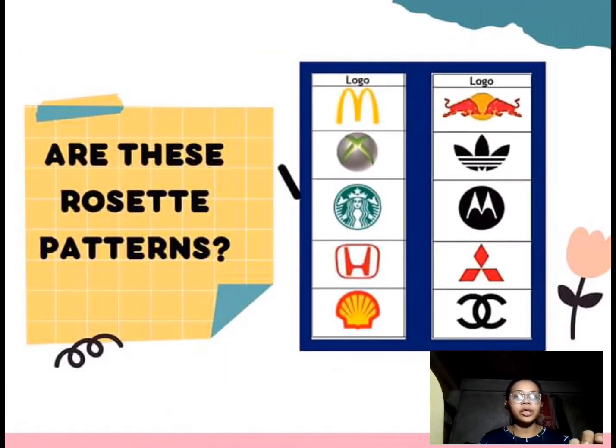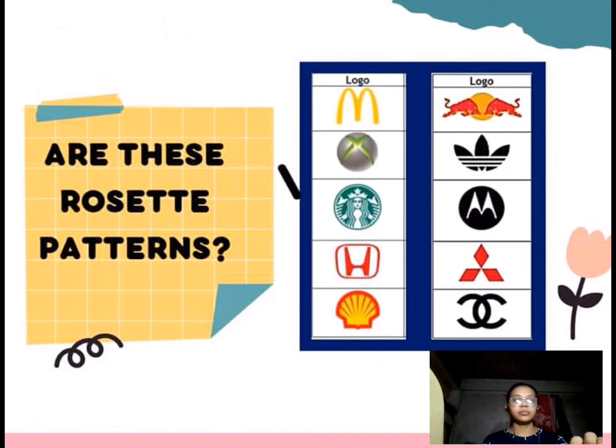So now these are some logos of companies that most of you are familiar with. Are these rosette patterns? Which among these are rosette patterns? The Mitsubishi one is the only logo which has rotation symmetry of 120 degrees. For the rest of the logos, they have no rotation symmetry. They only have symmetry along the vertical line, but that is not what we want when we talk about rosette patterns.